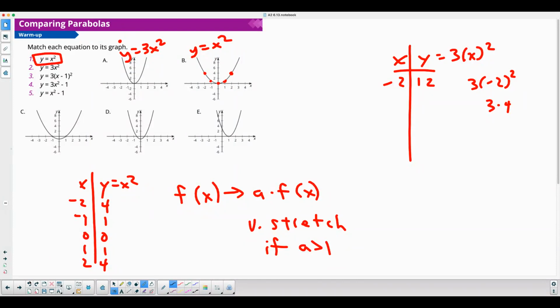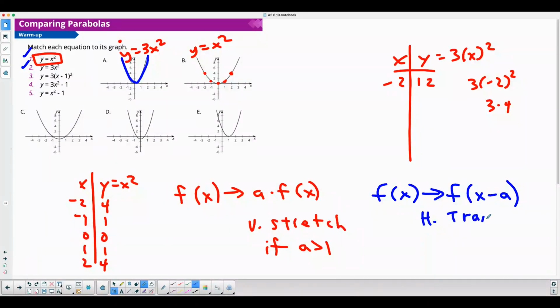So we've now matched up these ones. For number 3, it's going to have the same width as this graph. So obviously that one here is too wide. I can narrow it down to D and E. And if you remember your rules from transformations, f of x goes to f of x minus a. That's going to be a horizontal translation.